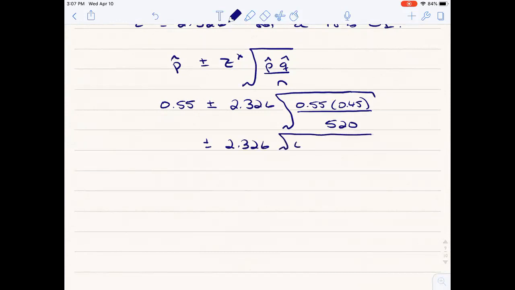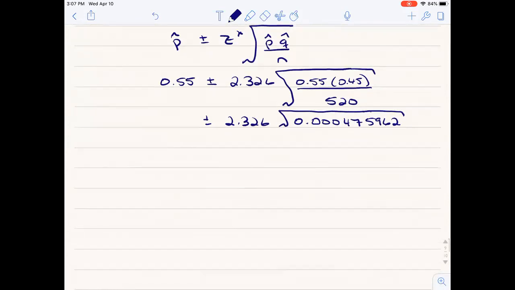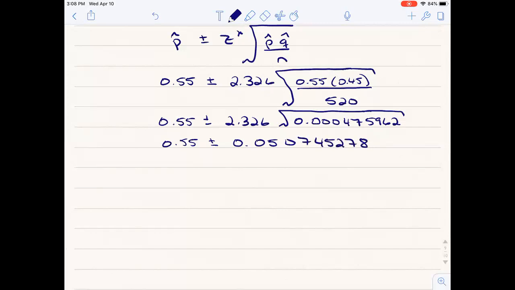The square root of 0.000475962. Square root that. Keep my 0.55 on the left-hand side, and times 2.326, I get 0.050745278. Store that.